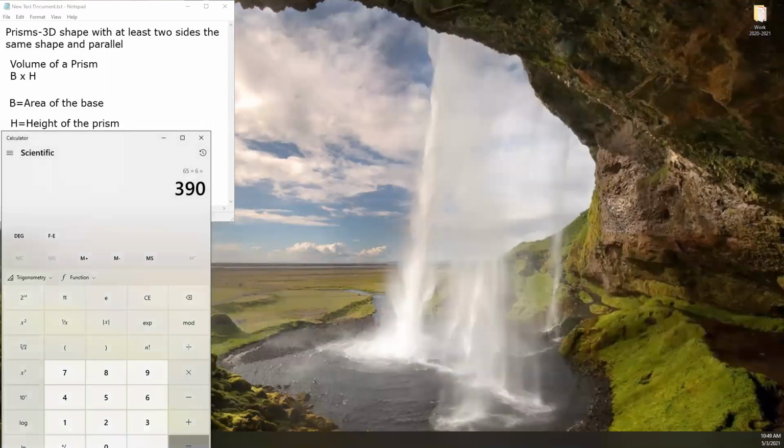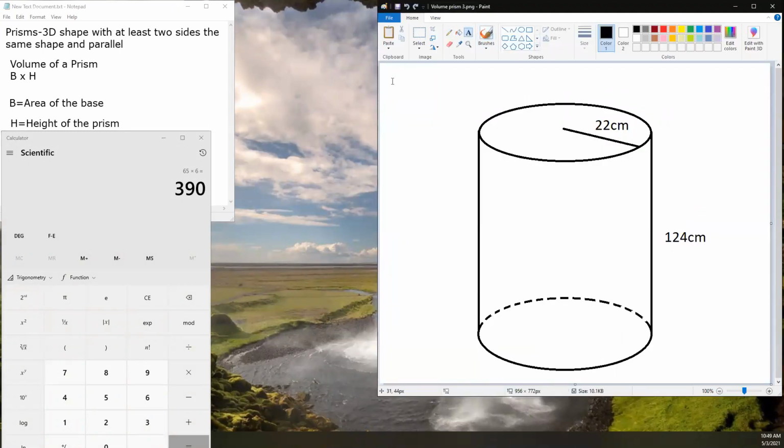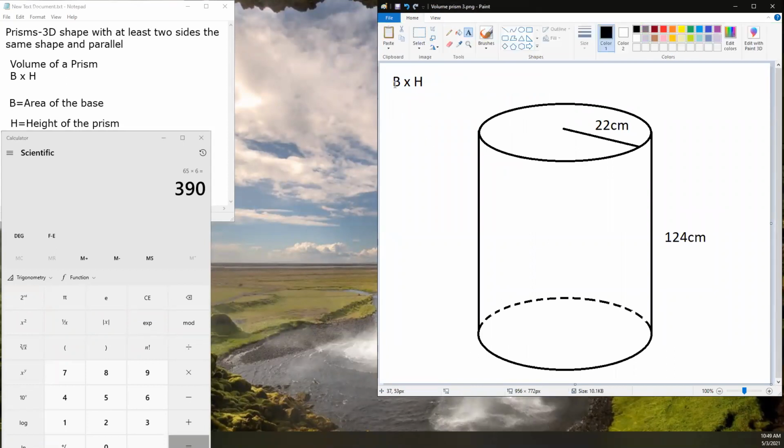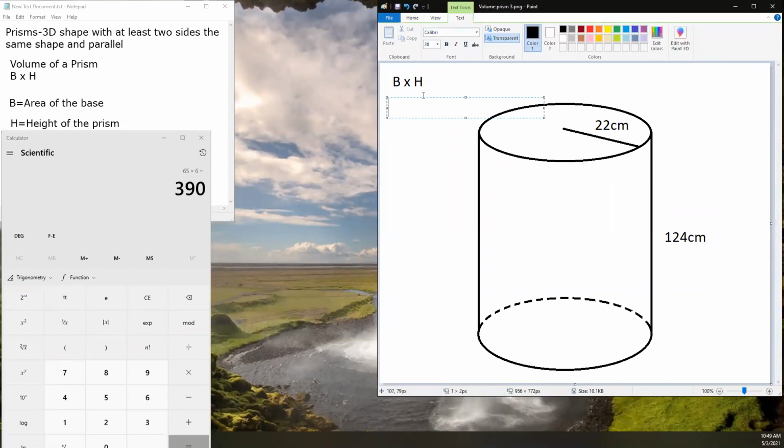It's harder. Let's do this. Edit. Shrink down. Bring that over here. Okay. Right? Area of the base times height. And we know that area of a circle is pi times r squared. Pi times r squared times, well, height of the prism. In this case, height of the cylinder.